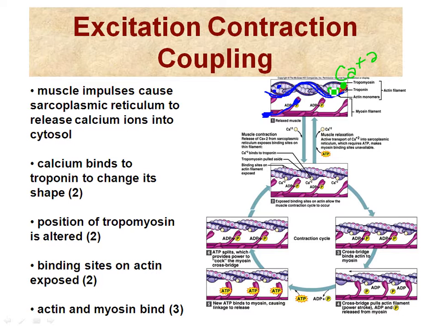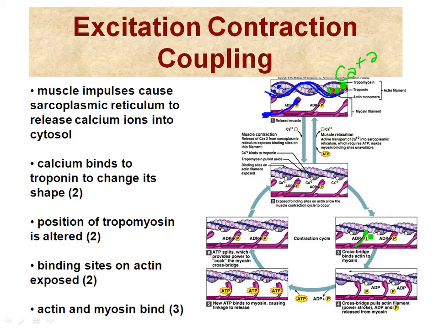Calcium is dumped from the sarcoplasmic reticulum into the sarcoplasm. It binds to troponin, causes the troponin to change shapes. That knocks the tropomyosin off the binding sites. Now that binding site is open. The binding site is open. That myosin head can attach to that binding site on the actin.